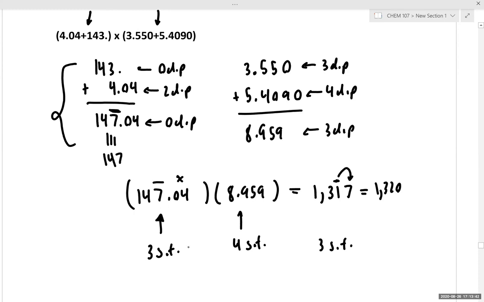The number on the left, 3 sig figs. The number on the right, 4 sig figs. As a result, our final answer needs to be rounded to 3 significant figures.